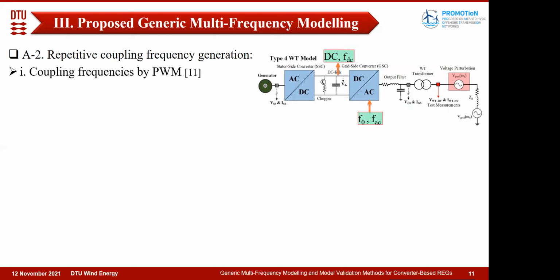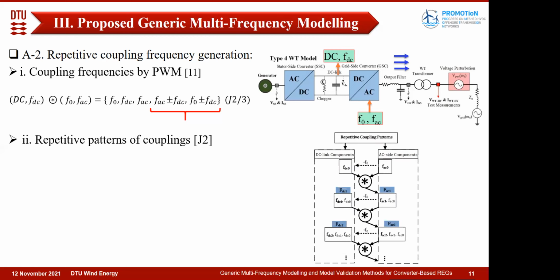Let's say then we have one frequency component in DC, FDC, and one frequency component in AC control reference, FAC. In this reference 11, it is explained that when we have non-ideal DC with the FDC component and the FAC component in the control, then we will see unwanted additional frequency components produced in the terminal of the converter. We call these frequency couplings.